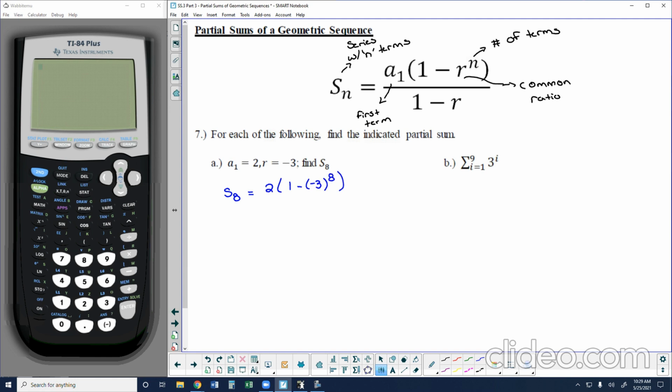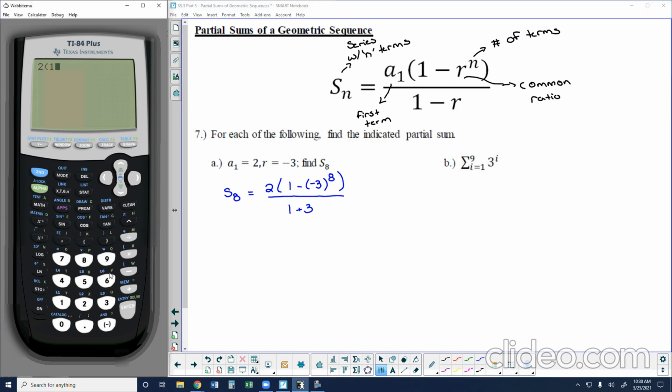Now be careful here. When you substitute in this -3, you do need to make sure the -3 is in parentheses and then to the 8th power. You cannot combine this negative with that because we have an exponent other than 1. In the denominator, if I substitute in, I would have 1 minus -3. And because my exponent here is 1, I can change this into 1 plus 3. So this expression represents the sum of the first 8 terms for our geometric series.